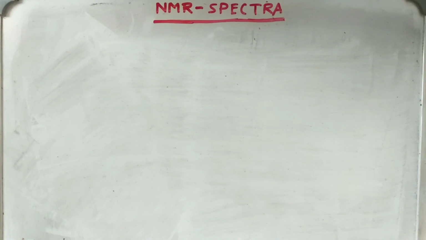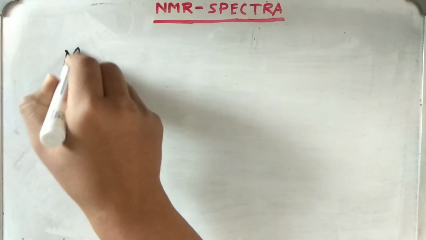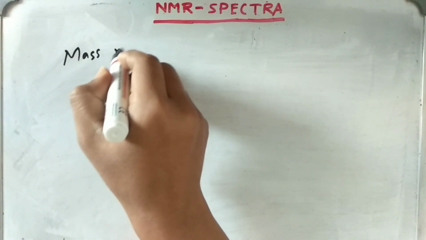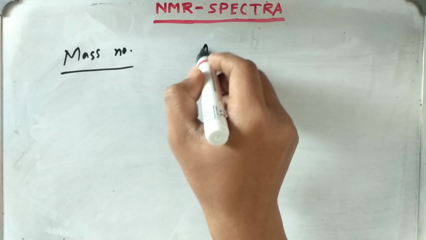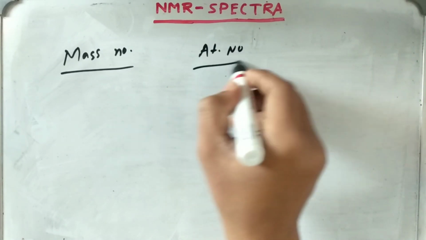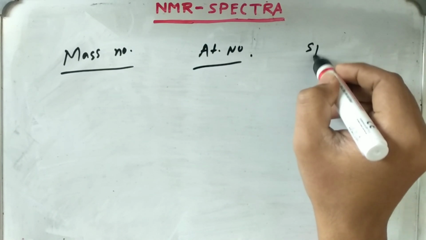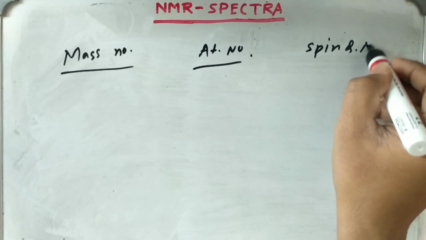What will be the formula? How to determine which systems will show the NMR phenomenon, which will not? So I am considering a table, where here it is mass number, here it is atomic number, and finally here it is spin quantum number.